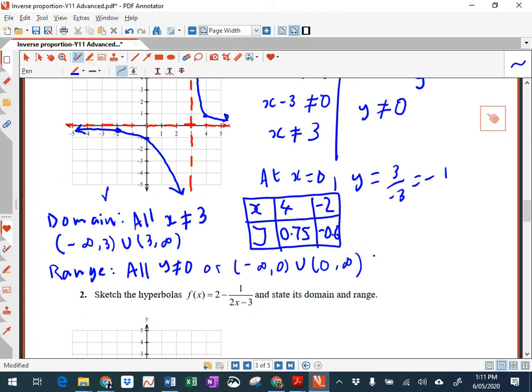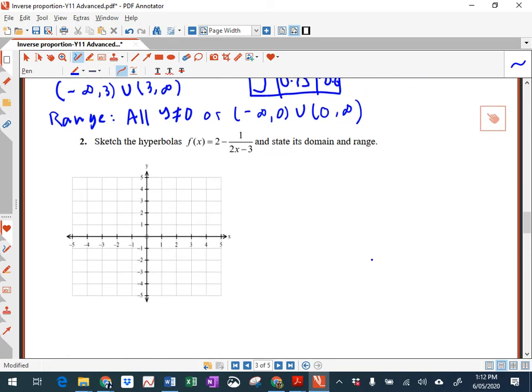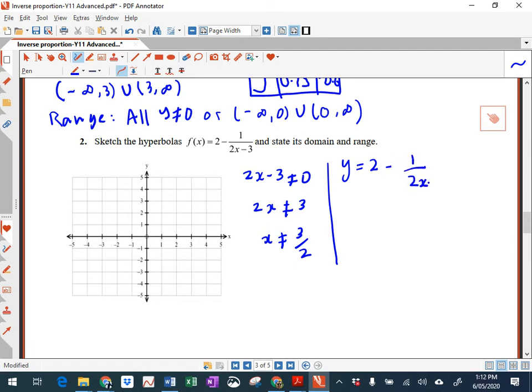Now what about the last hyperbola here? All right, we'll do this the same way. First of all, we know that 2x minus 3, the denominator, cannot be 0. So if I solve that equation, I get 2x cannot be 3, and x cannot be 3 on 2, which is just 1.5. And over here, I think of this as y equals 2 minus 1 on 2x minus 3.